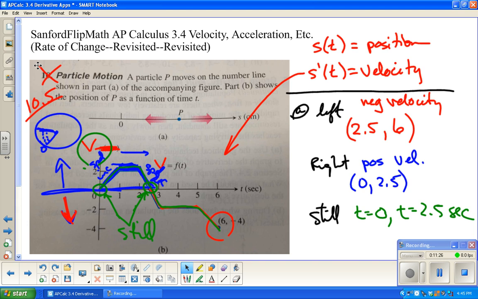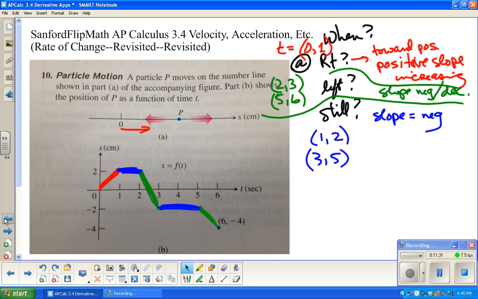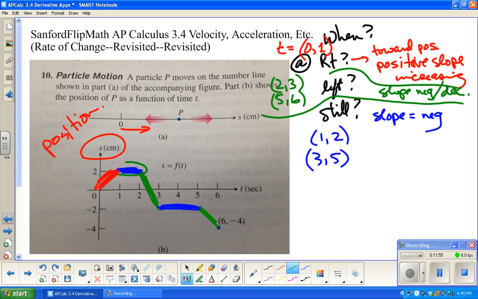And again, this says velocity now. Okay, this was about position. When the slope of the position is positive, then we're going to the right. When the slope of the position is negative, then we're going to the left. When we're not changing position, then we're still. We're not moving at all. But that's because this one was all about position.